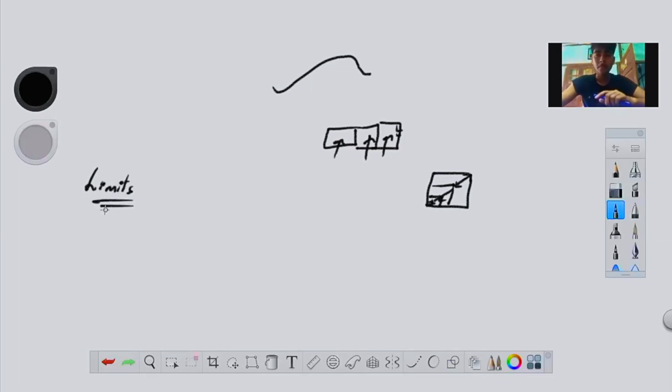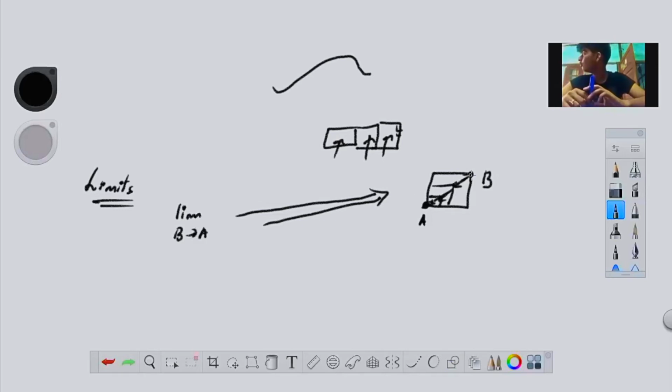Okay, so limit is nothing but, you have seen a square or a point. Let me name one point a and another point b. So I can say the limit b tends to a. Limit b tends to a means the point b is getting closer and closer and closer, almost becoming a, but not a. Okay.